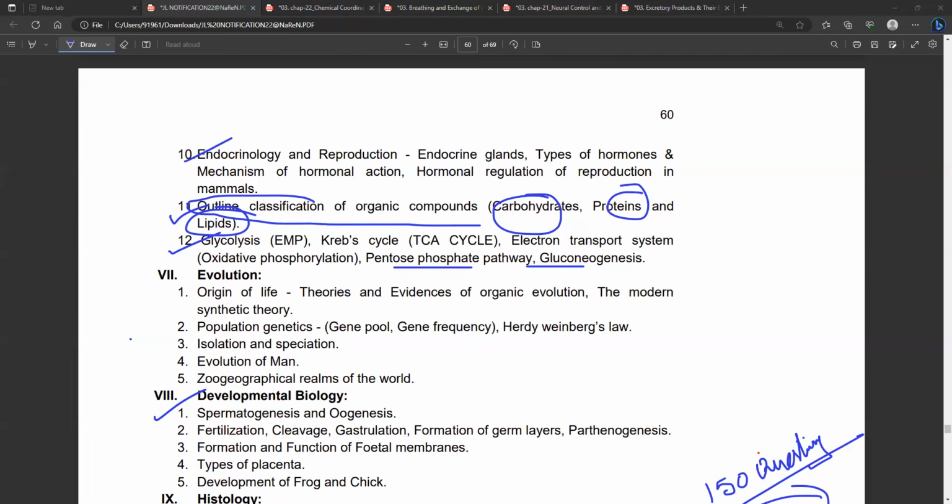They will ask how many double bonds are present in arachidonic acid. That's why, friends, you have to compulsorily remember a few examples of saturated and unsaturated fatty acids along with the structure. When I am explaining the lesson, I will explain which examples you have to remember.